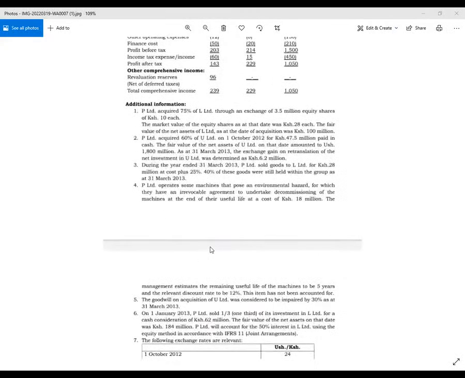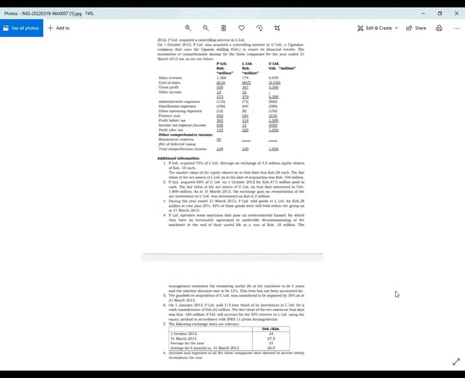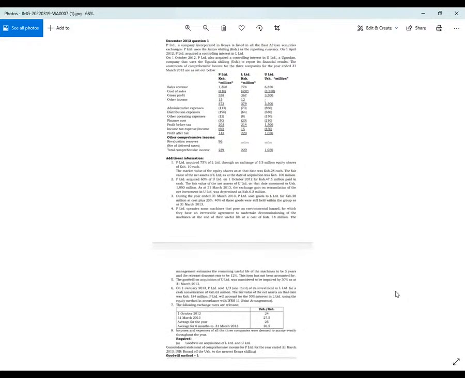It's here, I can see it, ladies and gentlemen. 1st October 2012 was 24. 31st March 2013 was 27.5. And the Uganda subsidiary was acquired on 1st October 2012. You can see P Limited acquired 60% of Uganda on 1st October 2012 for 47.5. So I should be able to use the 1st October 2012 rate, which is 24.